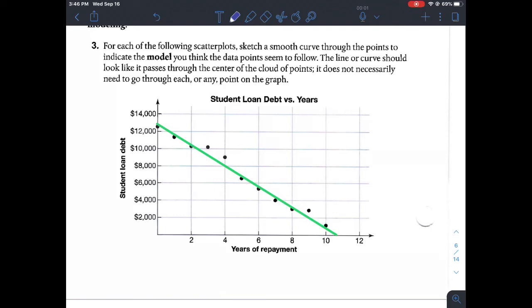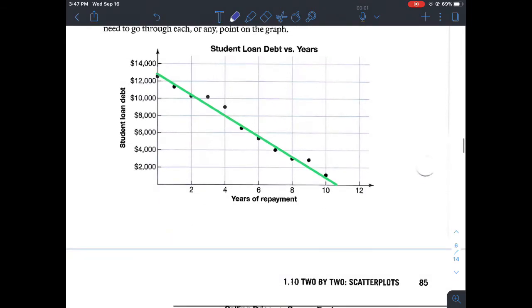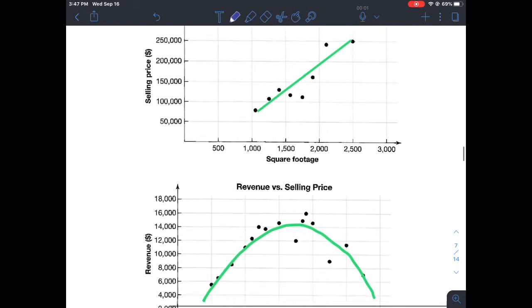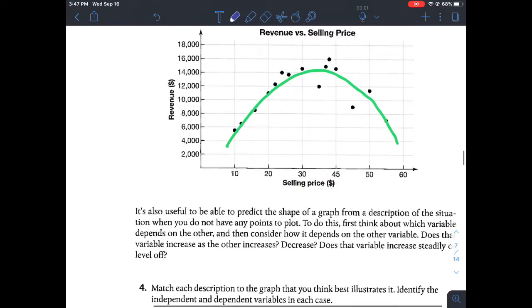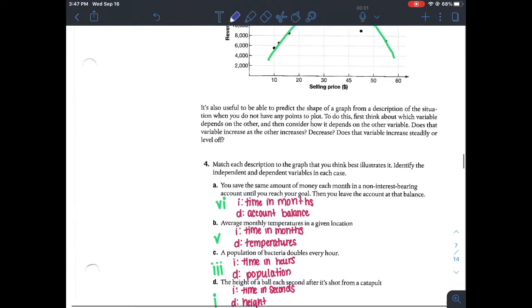For each of the following scatter plots, sketch a smooth curve through the points to indicate the model you think the data points seem to follow. So this is your line of best fit. The line or curve should look like it passes through the center of the cloud of points. It does not necessarily need to go through each point or any points on the graph. So I just threw in my lines of best fit into these. Shouldn't be anything too difficult. This one was a nice little curve here. Yeah, hopefully that wasn't hard.